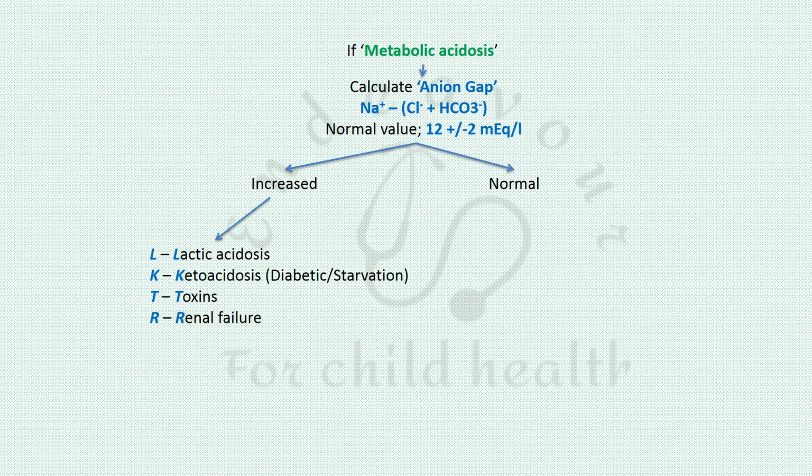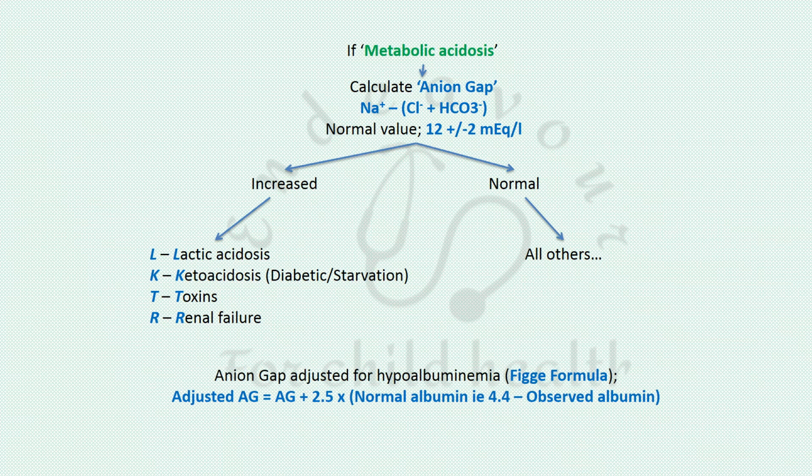For example, increased anion gap metabolic acidosis is usually seen in four broad categories of illnesses. These are lactic acidosis, ketoacidosis, which is secondary to diabetes or starvation, toxins, for example methanol, and renal failure. While most of the other etiologies lead to a normal anion gap metabolic acidosis, which is also referred to as hyperchloremic metabolic acidosis. Anion gap also needs to be adjusted for hypoalbuminemia.